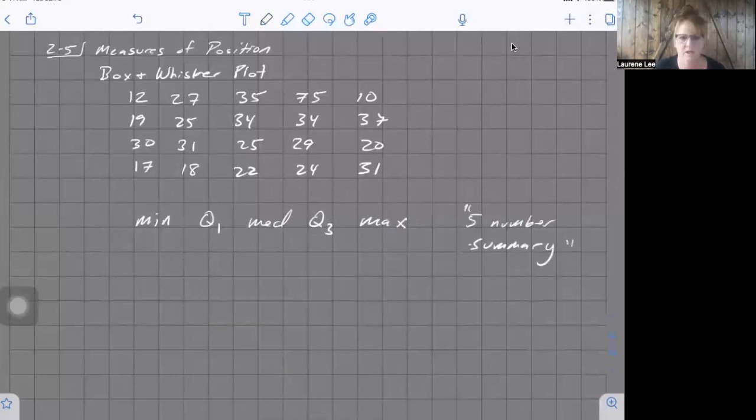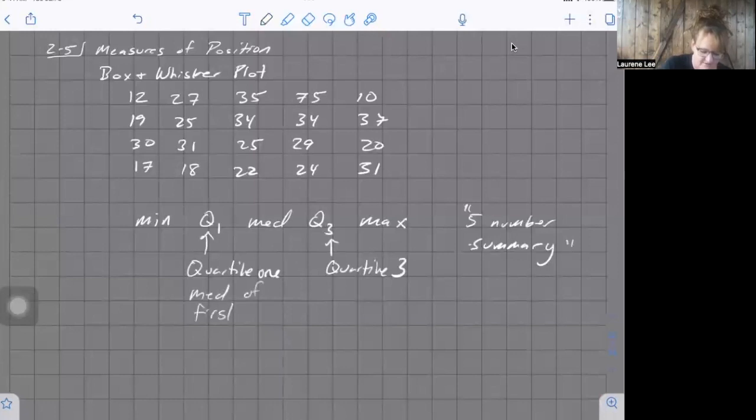Now let's talk about what Q1, Q3 are. What this stands for is quartile 1, and this stands for quartile 3. So basically what this is, this is the median of the first half of data. And this is the median of the second half of the data. Now, remember, that's assuming your data is in order, which this is not. So you would need to sort this.